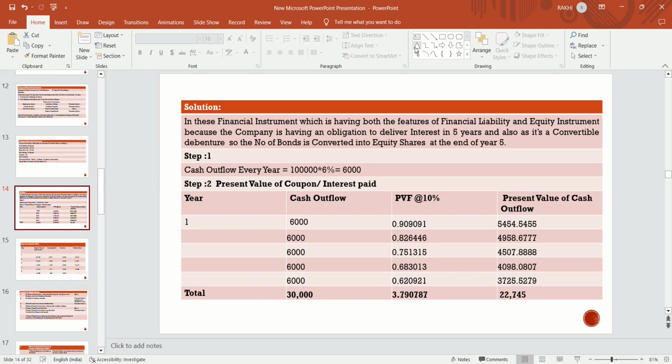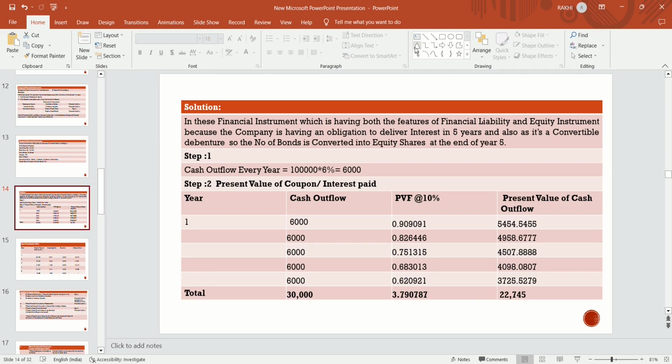so it becomes 5,454.5455. 6,000 into 0.8264, so it becomes 4,958.67. 6,000 into 0.7513, so it becomes 4,507.89. 6,000 into 0.6830, so it becomes 4,098.08. 6,000 into 0.6209, so it becomes 3,725.52. So the total cash outflow becomes 30,000.